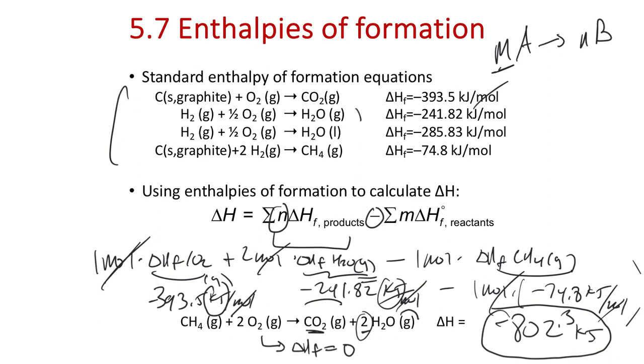Okay, and so using those coefficients as moles cancels out the kJ per mole. So we're doing 1 mole times CO2, 2 moles times water. Now, the next slide is going to show us why this works out.